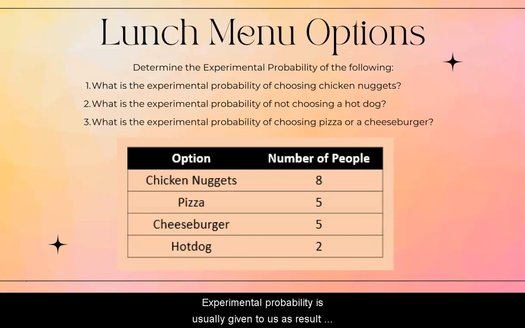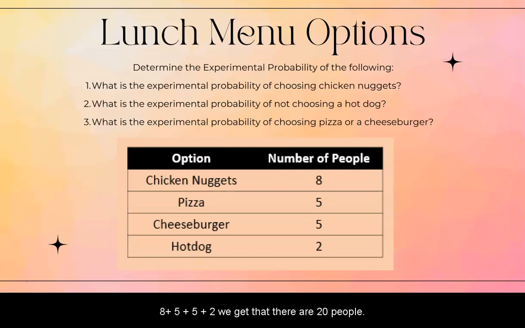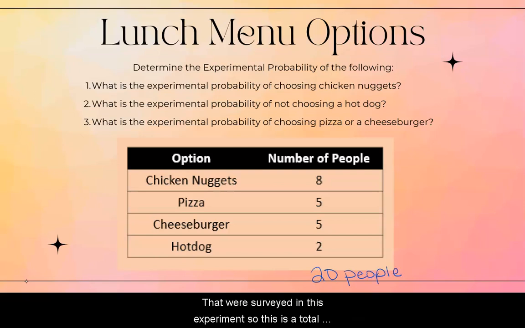Experimental probability is usually given to us as results of an experiment or test someone completed. In this example, you can see that there is a certain number of people that were surveyed, and those numbers are what we are going to use to answer the questions on the screen. Let's go ahead and get our total so that we have one less step to do later on. If we add 8 plus 5 plus 5 plus 2, we get that there are 20 people that were surveyed in this experiment. So this is the total we will use for the following problems.